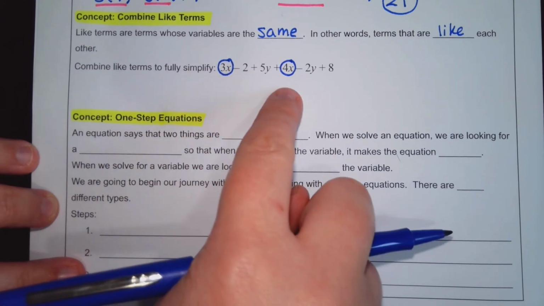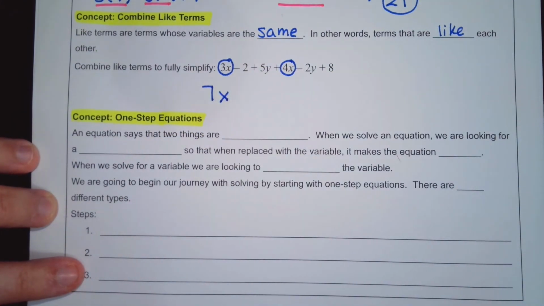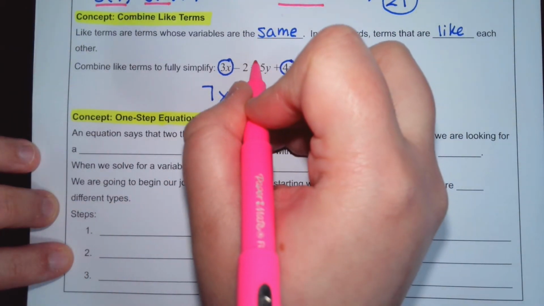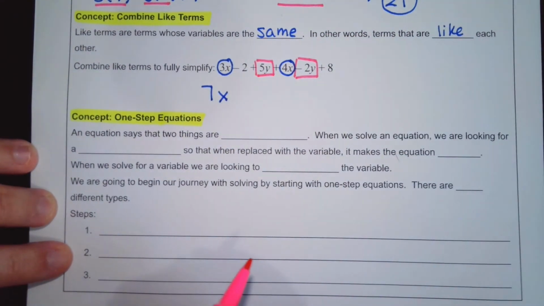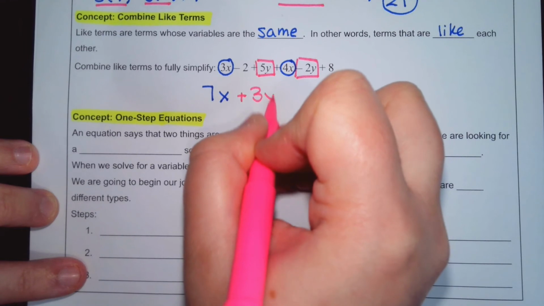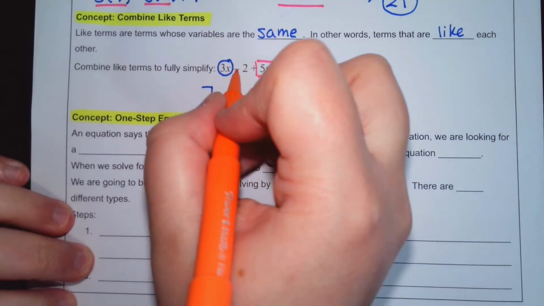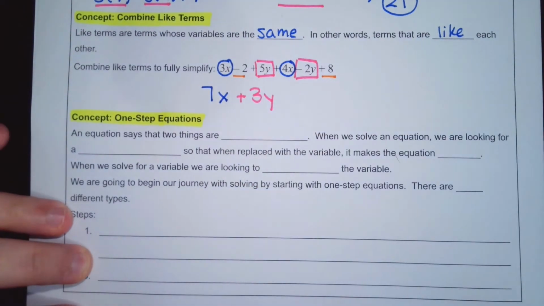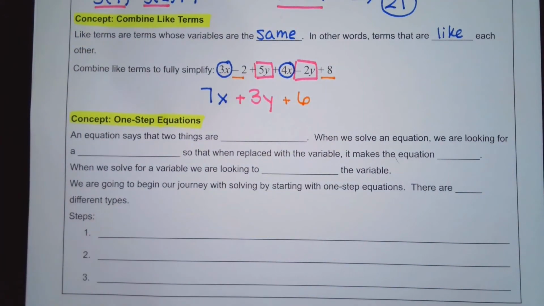So 3x plus 4x is 7x. Next, I'm going to do the y's, and I'm going to box them in. So 5y and negative 2y. 5y minus 2y is positive 3y. And then as you can see, whatever we have left over, minus 2 plus 8, we're going to combine those together and get plus 6. So that's combining like terms.